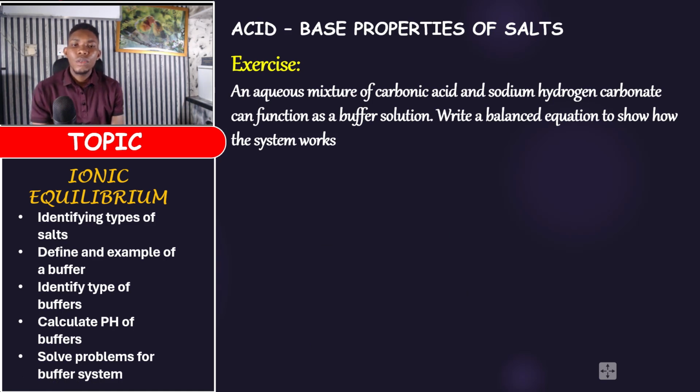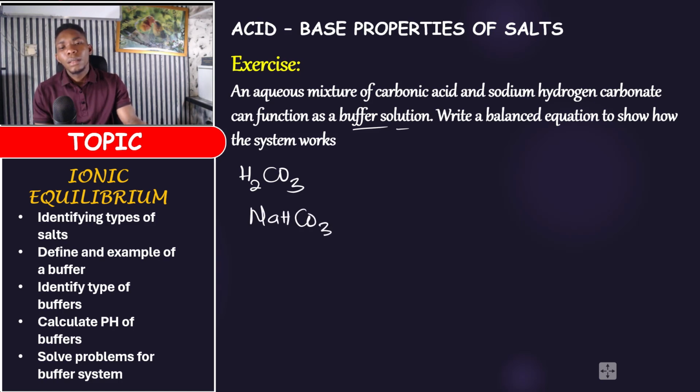All right, exactly. Now let's see one exercise. An aqueous solution or mixture of carbonic acid and sodium hydrogen carbonate can function as a buffer solution. This is the most important buffer in the human body. Write a balanced equation to show how the system works. So it means we have carbonic acid. Carbonic acid is what? H2CO3. Sodium hydrogen carbonate, something like this. So now a mixture of carbonic acid and sodium hydrogen carbonate will form a buffer. Now what was the first step we said we will take?